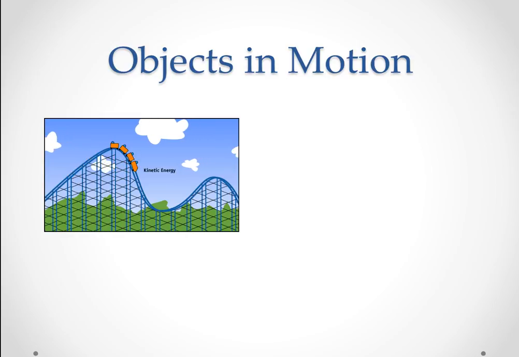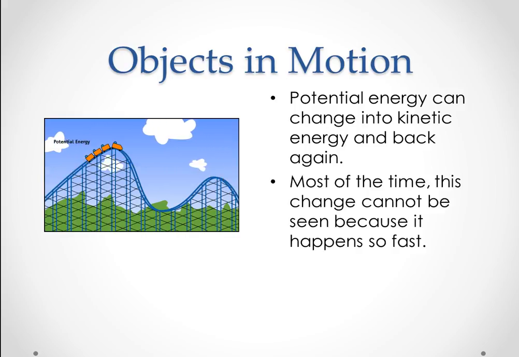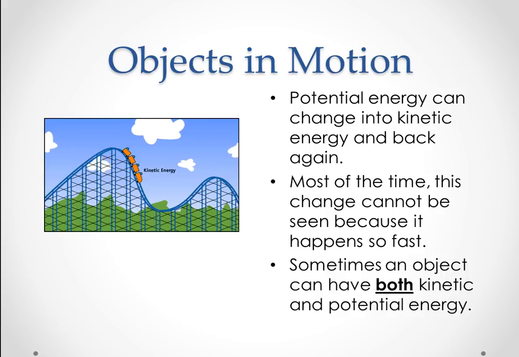Here, you see objects in motion. You see a roller coaster. Potential energy can change into kinetic energy and back again. Roller coaster does a good job of showing you that. If you can see at the top, they're using potential energy, and as soon as it's moving, it's going to kinetic energy. Most of the time, this change cannot be seen because it happens so fast. As a matter of fact, just here in a few seconds, we're going to be looking at another diagram that kind of shows you what I mean.